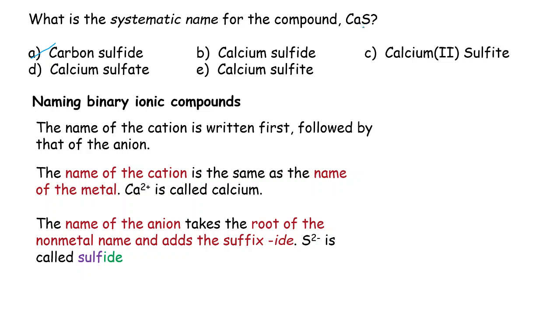Okay, sulfide. We already know the name for the cation should be calcium. Then the second one is sulfide. So B obviously meets those conditions. So B should be the correct answer.